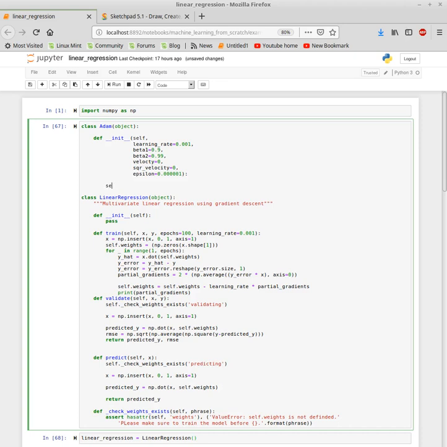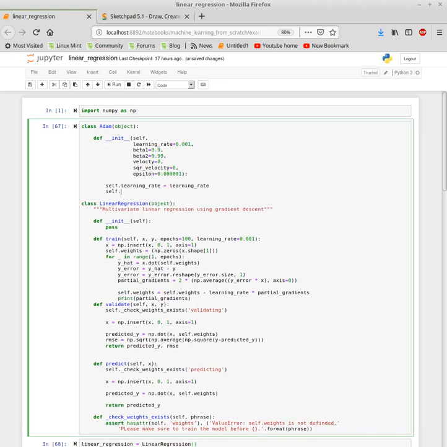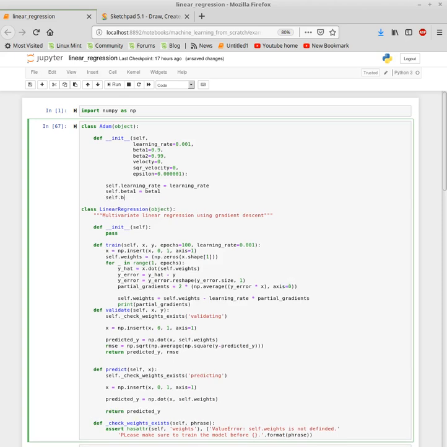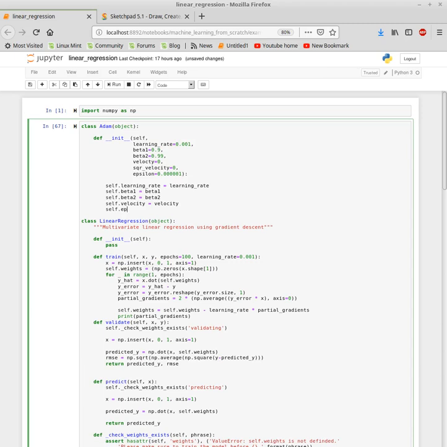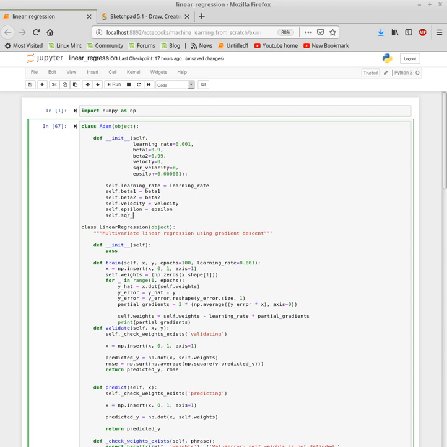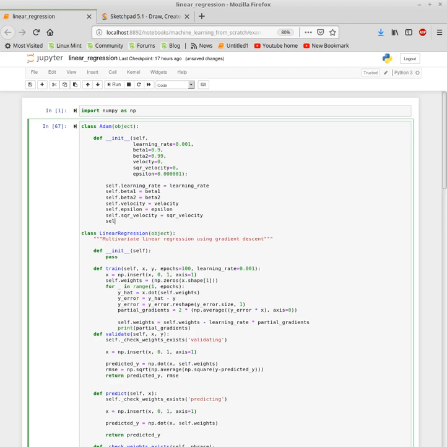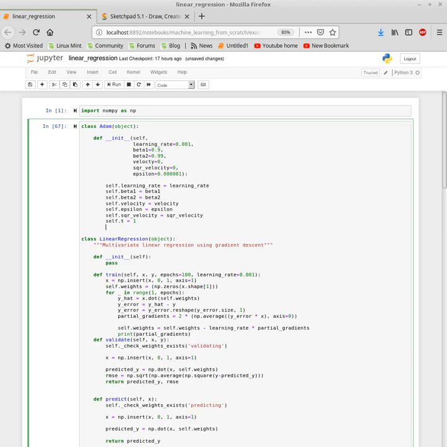Okay, so self.learning rate equals learning rate. Self.beta 1 equals beta 1. Self.beta 2 equals beta 2. Self.velocity is equal to velocity. Self.epsilon is equal to epsilon. Self.square velocity is equal to square velocity. Self.t is equal to 1. T is the iteration number that we're on.